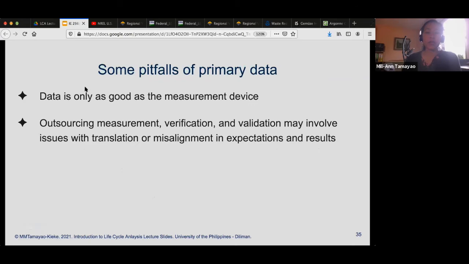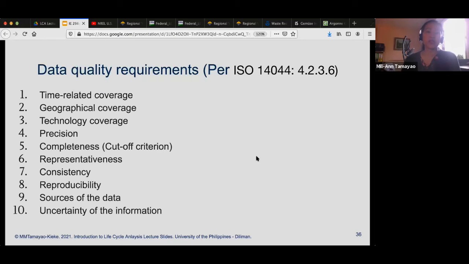Now, there are some pitfalls of primary data, although it is the gold standard. One, the data is only as good as the measurement device and the measurement technique, and the people measuring if there are people involved. And when you outsource measurement, verification and validation may involve issues with translation or misalignment in expectations and results. I mentioned earlier data quality requirements. You have to follow data quality requirements, and these are things that you set from the outset.